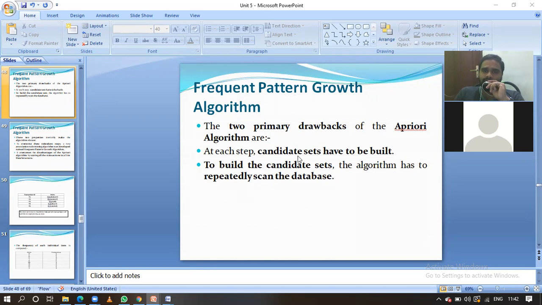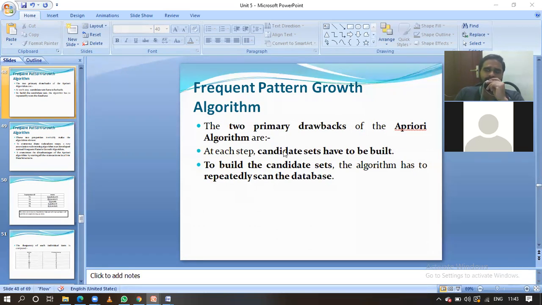Let us see. We already have one algorithm. Why have we gone for this frequent pattern growth algorithm? There are mainly two drawbacks in the Apriori algorithm. To overcome those drawbacks, the frequent pattern growth algorithm will help you eliminate them. What are the drawbacks related to the Apriori algorithm?